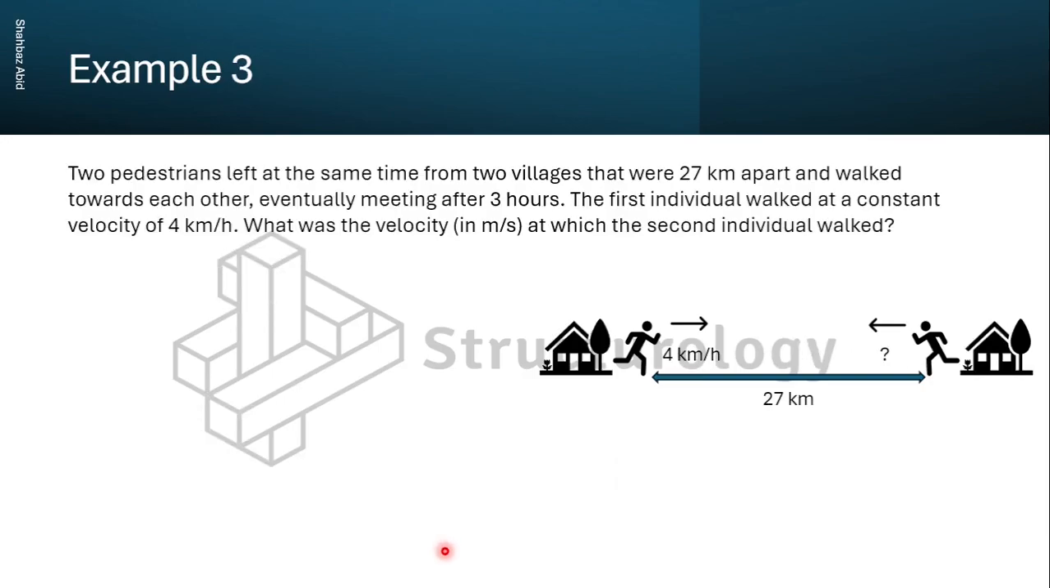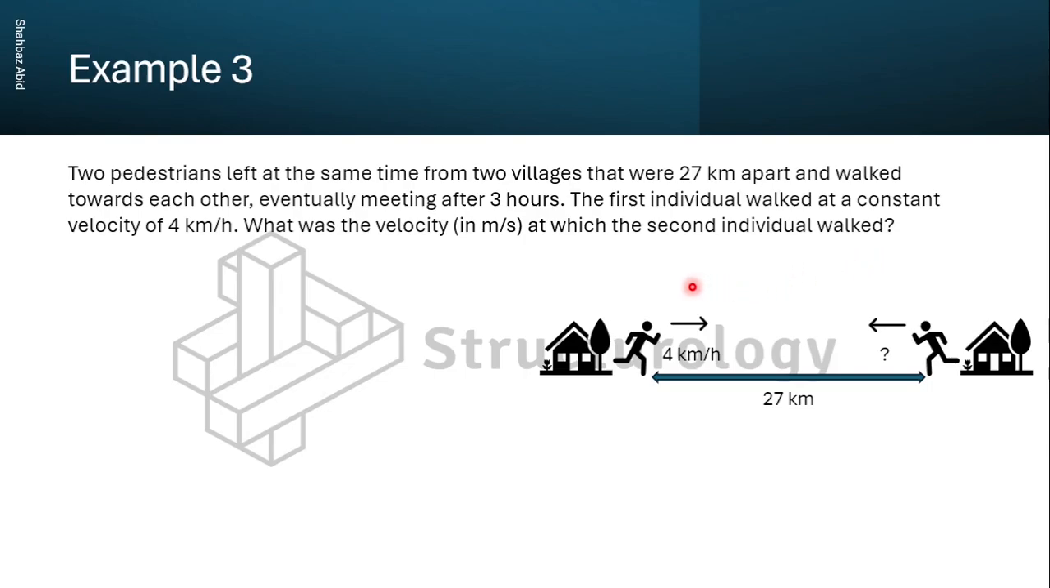Let's see example 3. Two pedestrians left at the same time from two villages that were 27 kilometers apart and walked towards each other, eventually meeting after 3 hours. The first individual walked at a constant velocity of 4 kilometers per hour. What was the velocity in meters per second at which the second individual walked?